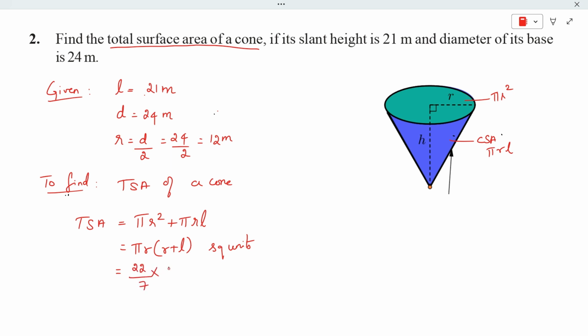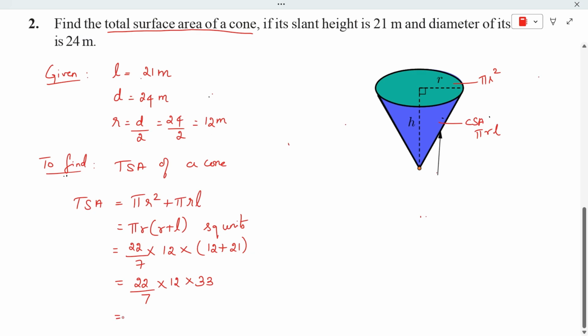22 by 7 into 12 times (r plus l). So 12 plus 21. Remember, as per board master rule, we have to evaluate the bracket first. So it will be 22 by 7 into 12 into 33. So now there is no possibility to cancel, isn't it? So we are going to multiply all the numerators together and then we are going to divide by 7. So when you multiply all the numerators separately, you will get 8712 divided by 7, which is going to be 1244.57, and the unit is meter square.